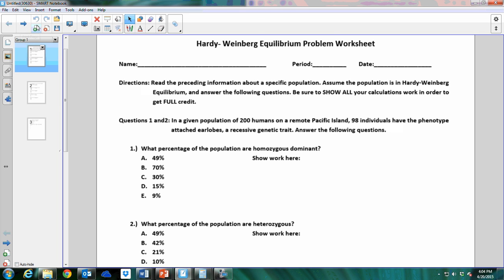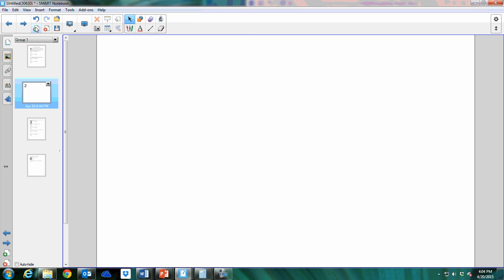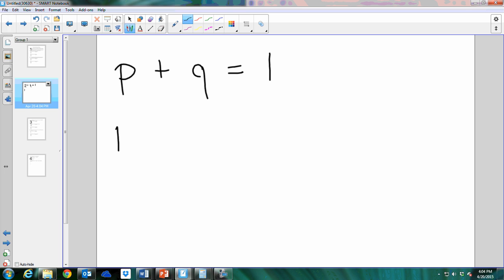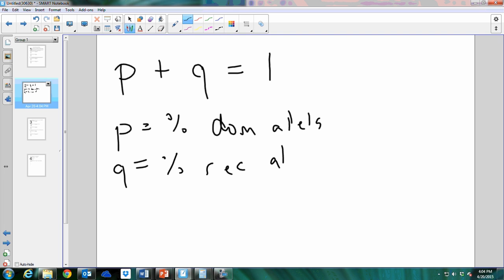So let me put them here. First of all, we know that p plus q equals 1, whereas p equals the percent of dominant alleles in a population, and q equals the percent of recessive alleles in a population.